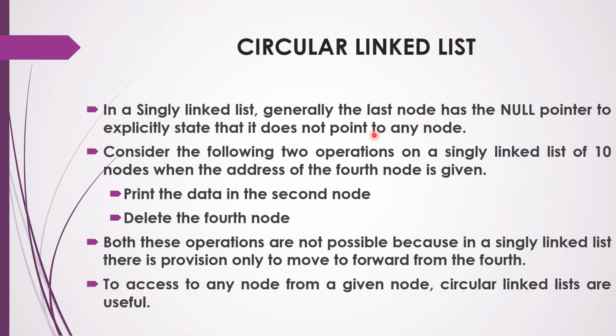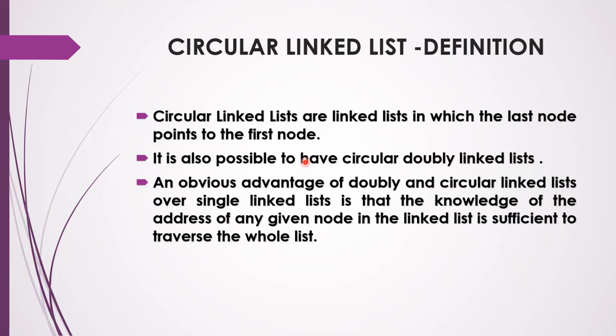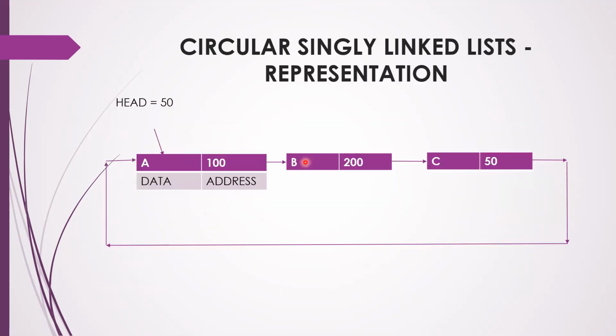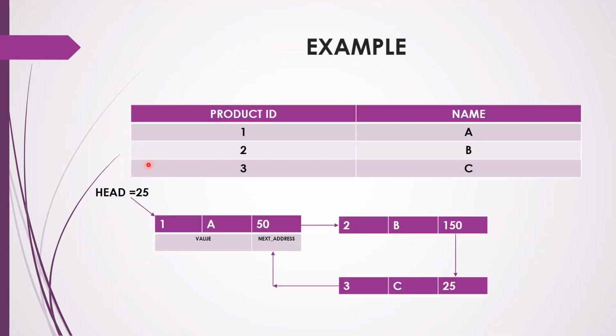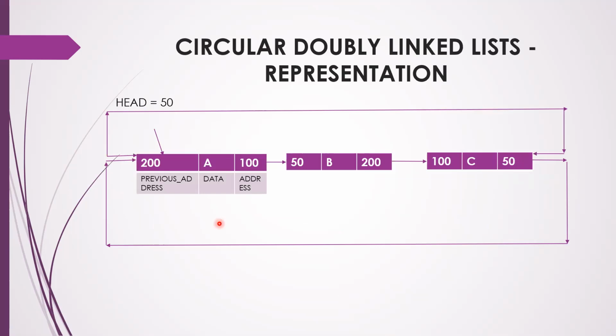So circular linked list is nothing but the linked list in which the last node points to the first node. In the case of circular singly linked list, there will be only one address field, and the last node will point to the first node. That's it. But if you have a circular doubly linked list, as it is doubly linked list, there are two address fields, previous address and next address. So the first node will point to the last node, and the last node will point to the first node. This is circular doubly linked list.